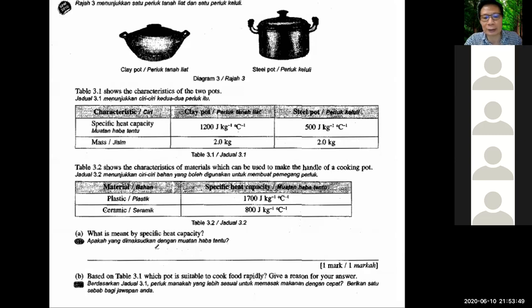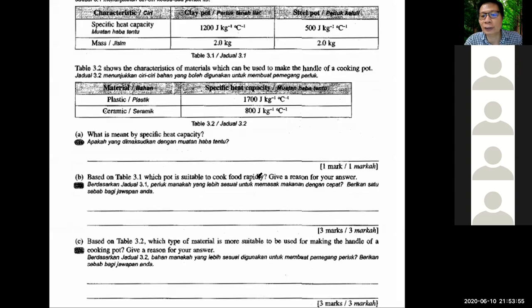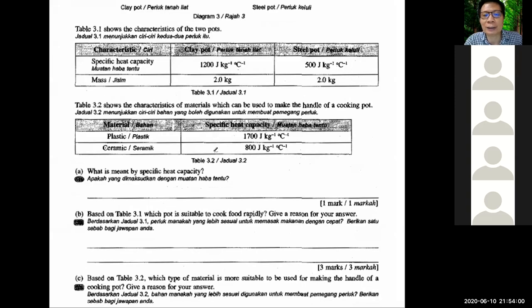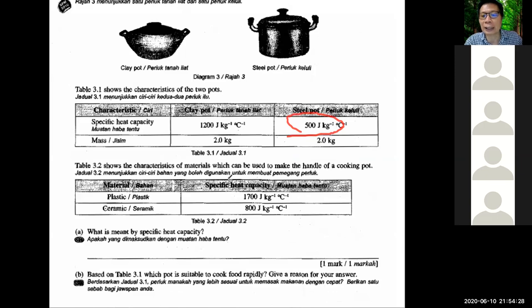Okay, later I show you the answer. Okay, now, based on a table, which pot is suitable to cook food rapidly, can cook faster? Give a reason, okay? Use a clay pot or a steel pot? Which one cooks faster? Ong Chao Xiang, which one can cook faster? Steel pot or clay pot? Steel pot. Yes, steel pot. The reason is the specific heat capacity is smaller. Smaller means I can heat up faster. When it heats up faster, you can cook faster. Correct? Okay, this one settled.